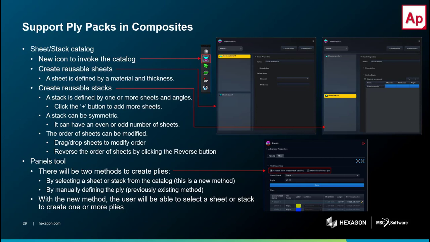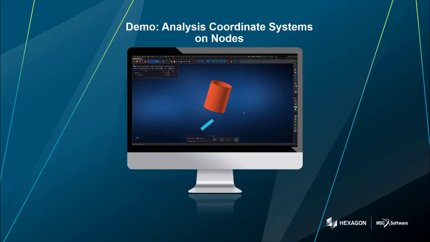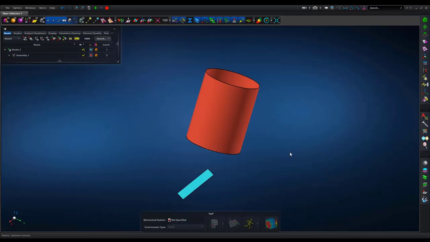There's a lot to unpack here, so we're going to show you a demo here in a little bit that goes through all of the feature functions. But first, let's see a demonstration on analysis coordinate systems on nodes. For this next demonstration, we'll show the ability to create custom aerospace fasteners. And for this example, we'll create a Ruttman fastener.